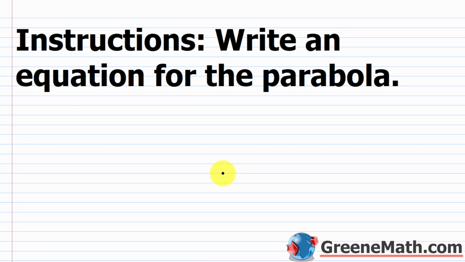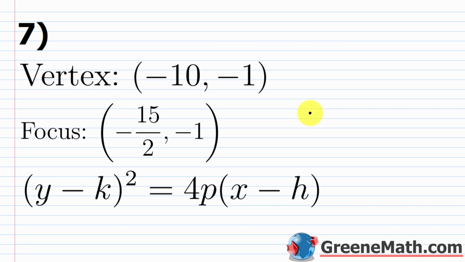All right, we're going to change up the instructions now. So we want to write an equation for the parabola. All right, for problem 7. We are given that the vertex occurs at -10, -1, and the focus is going to be at -15/2, or you could say -7.5, -1.